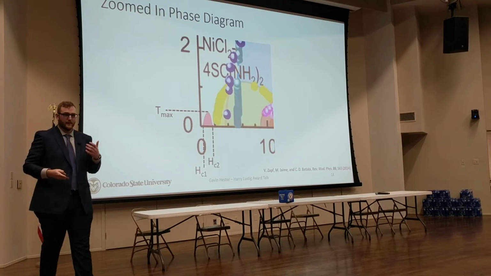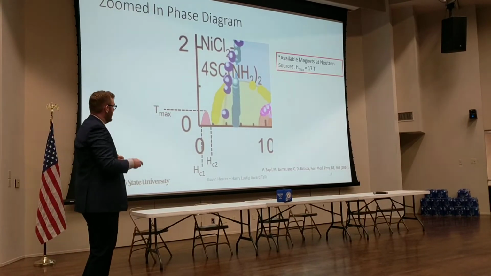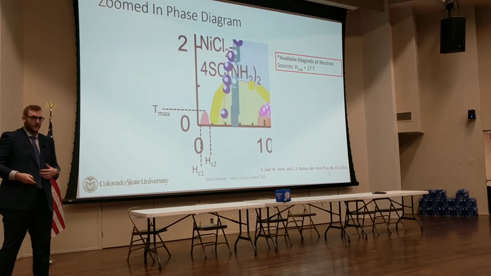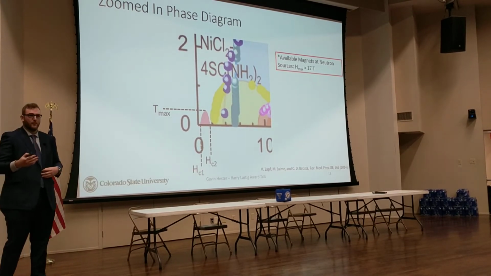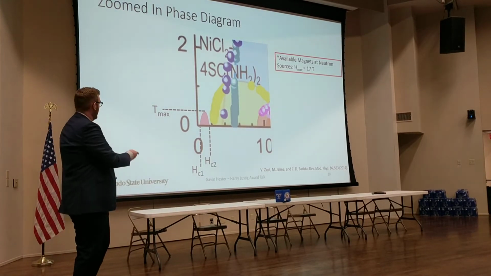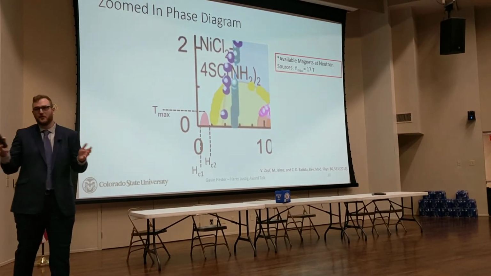And that's really interesting for us because we do neutron scattering, and the available magnets at neutron sources only go up to about 17 Tesla right now. So many of these compounds couldn't be probed with neutrons, certainly not throughout the whole dome, but we can do it with relative ease, although we do need a dilution refrigerator, so you can argue how easy that is.